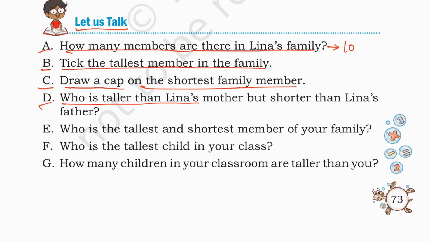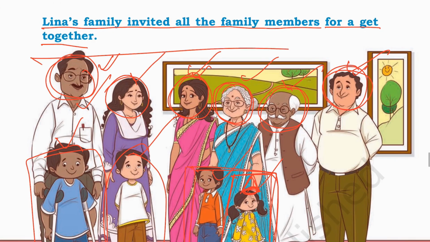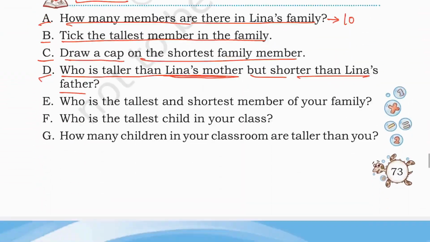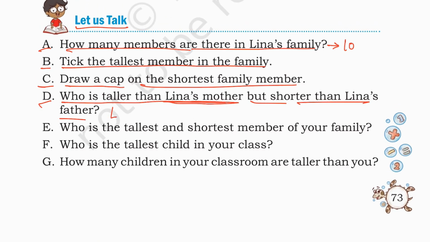D. Who is taller than Lina's mother but shorter than Lina's father? You can see the uncle is taller than Lina's mother but shorter than Lina's father. Then you have to write uncle, Lina's uncle.